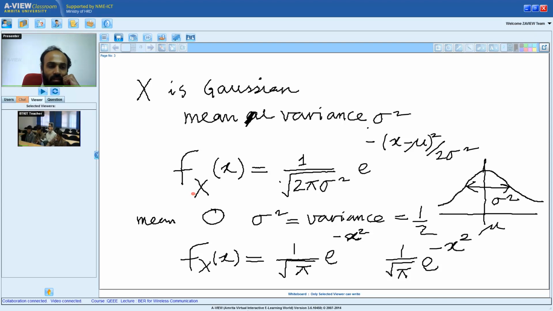Which means as the variance increases, the spread increases. What is on the x-axis? Of course, x is on the x-axis. What is on the y-axis? Can someone tell me what is on the y-axis? So on the x-axis is the value, that is the random variable, and on the y-axis is the probability density, correct? This is the probability density.